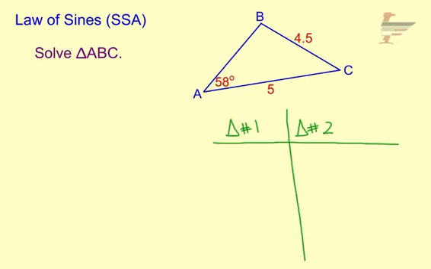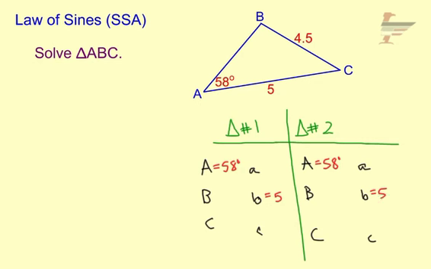Now in both of these you have angles A, B, and C, and you also have sides A, B, and C. So I look at my triangle and I figure out what we already know. We know that angle A is 58 degrees, so it's 58 degrees in both triangles. We also know that side B is 5 in both triangles, and we know that side A is 4.5 in both triangles.